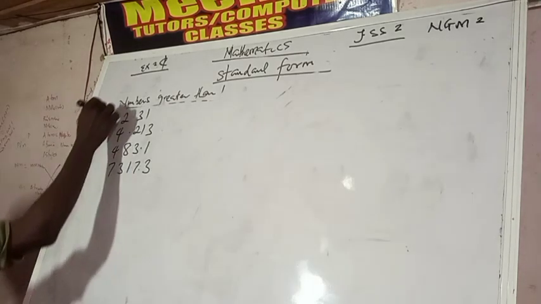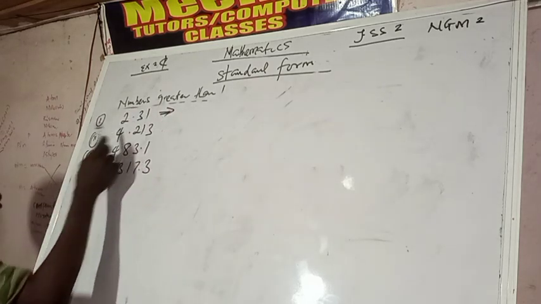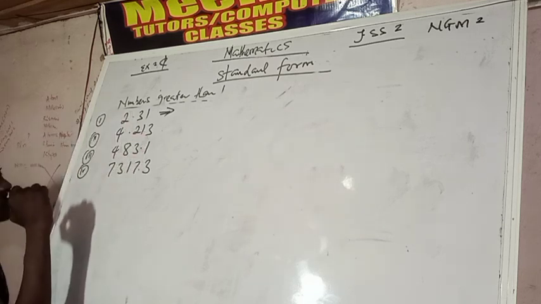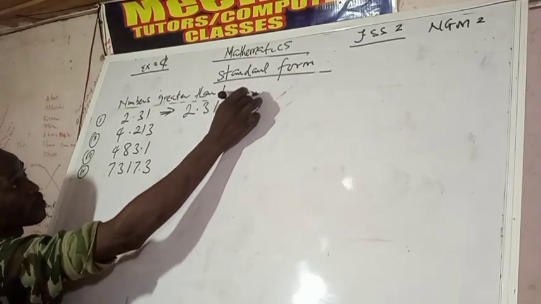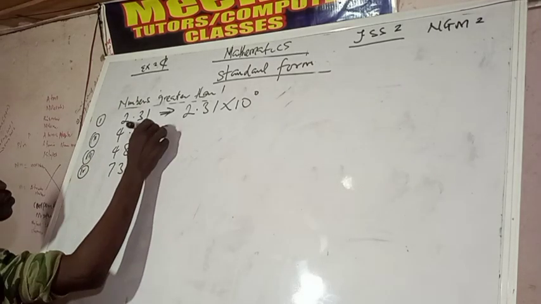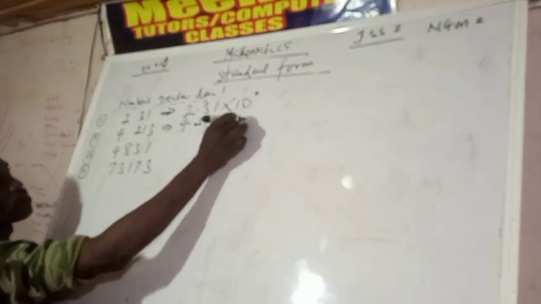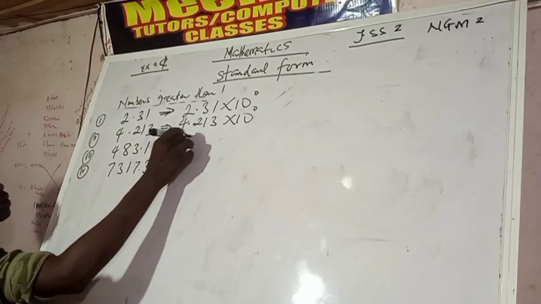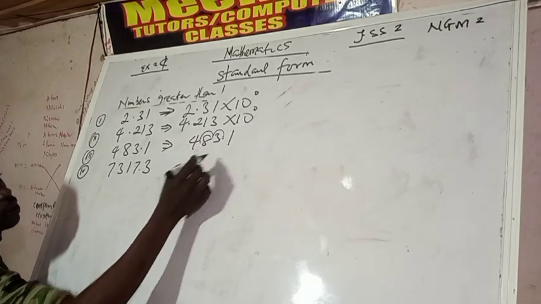Now, another one, let's see those with assumption of decimal. Look at it now. Of course, the decimal will have to shift to the last. Definitely, this cannot move again. So this one becomes 2.31 times 10 raised to power 0. It cannot move again. Remember the law of indices: anything raised to power 0 is equal to 1. So look at this one too. 4.213 times 10 raised to power 0. It cannot move again. What about 483.1? How many times can it go? Let's go 1, 2. This one becomes what?